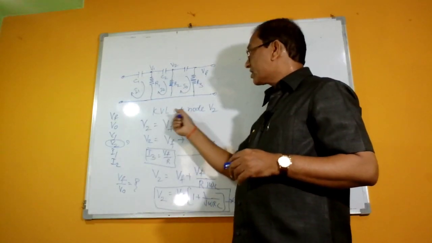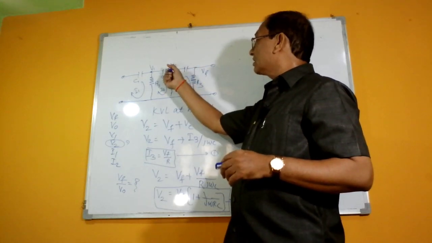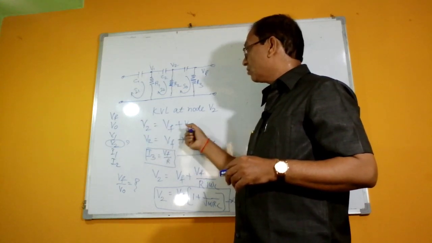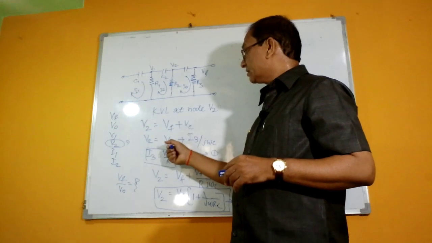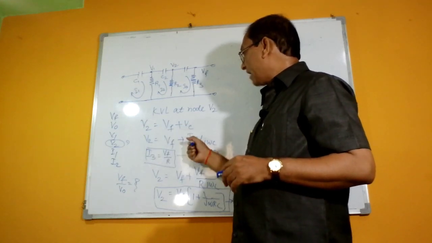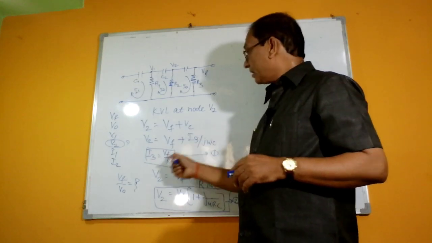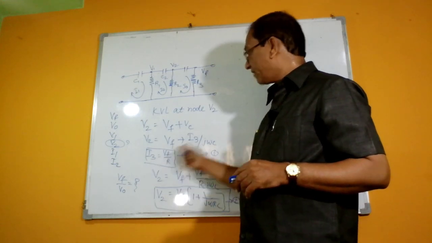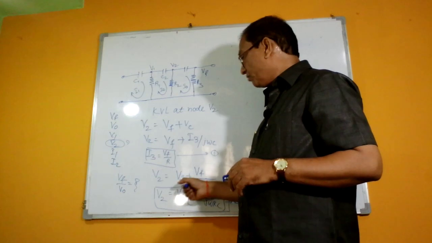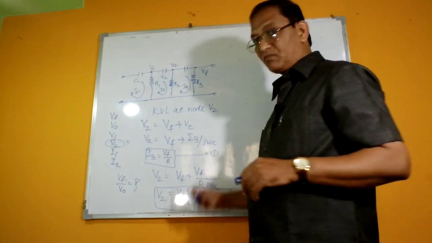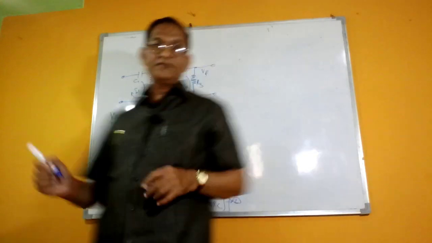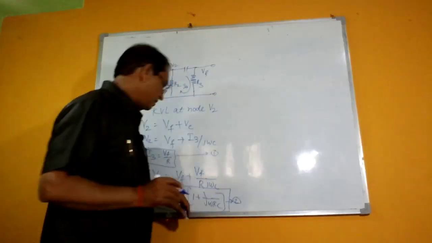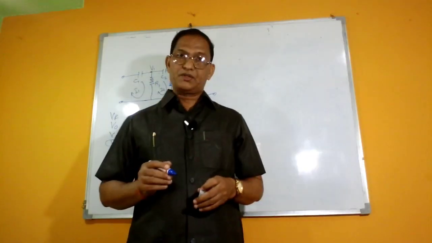Applying Kirchhoff's voltage law at the node V2, we obtain V2 as the feedback voltage plus the voltage across the capacitor. The voltage across the capacitor is I3 divided by j omega c, and I3 is given as Vf, the feedback voltage, divided by the resistance. Substituting this value of I3 here, we get V2 equals Vf plus Vf divided by j omega RC. Taking Vf common, we are left with V2 equals Vf in brackets 1 plus 1 upon j omega RC, right?